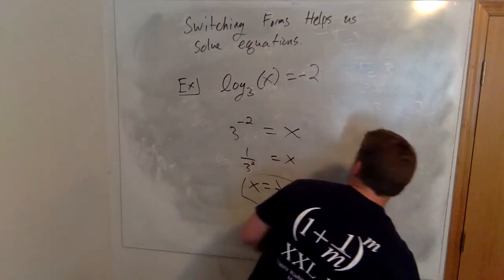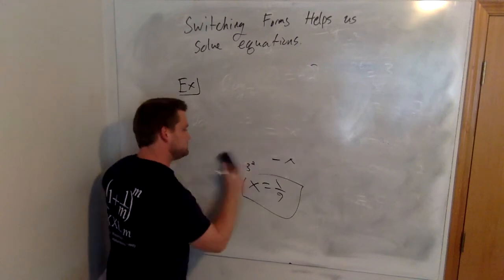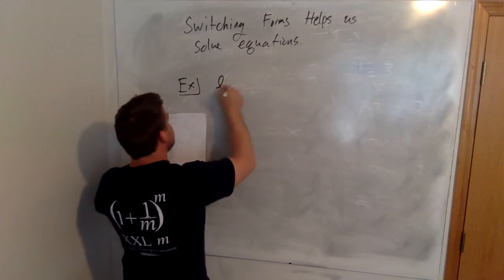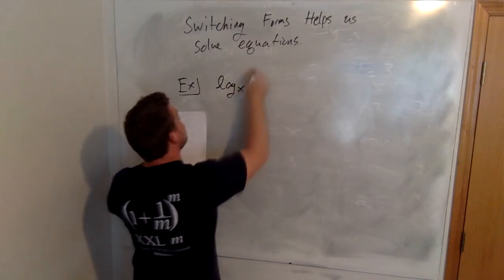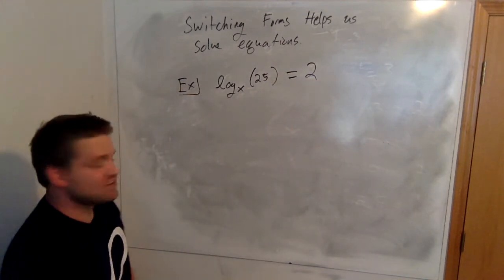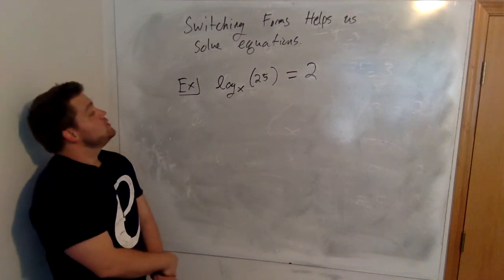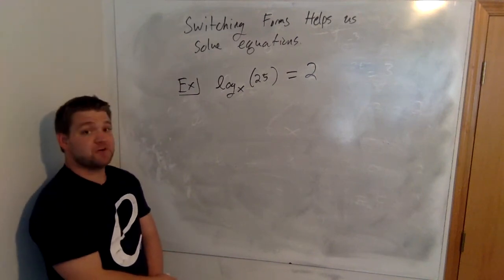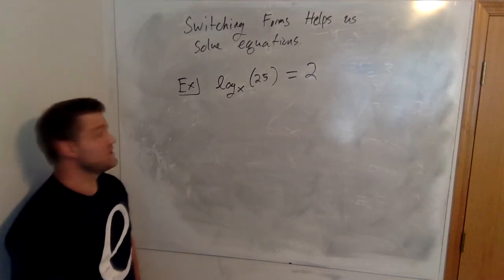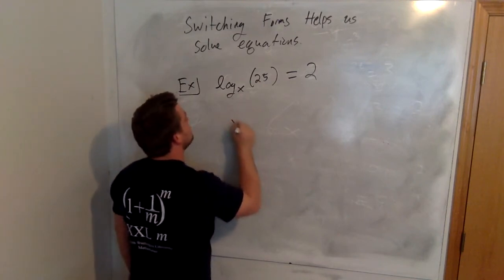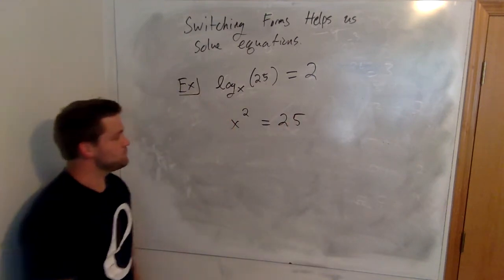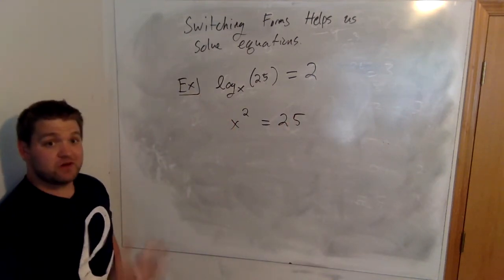Let's do another one. Let's say we have log base x of 25 is equal to 2. Maybe we want to try to solve this equation. Well, it's kind of tough for us to see what's going on here. So maybe we just need to read what this means or switch forms. This is saying that x to the power of 2 is equal to 25. So now we could solve this equation.